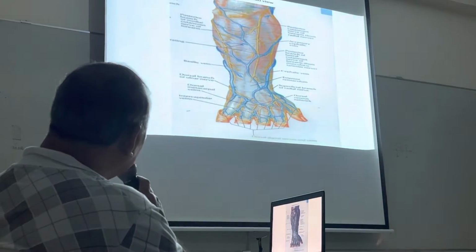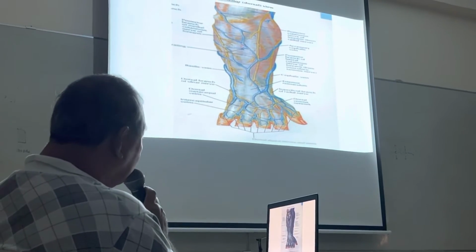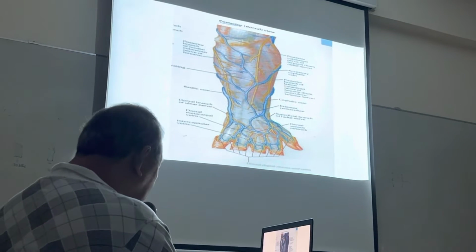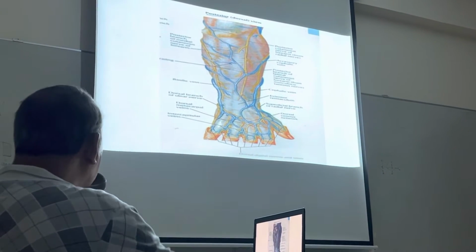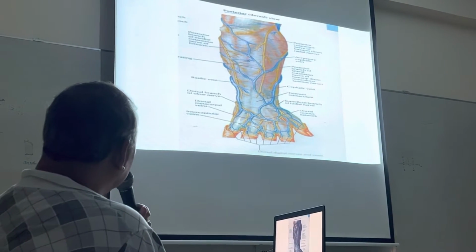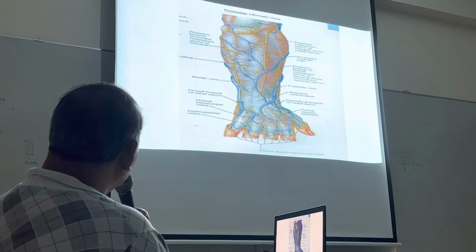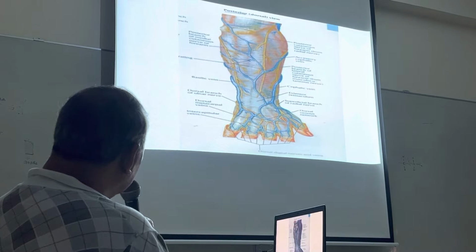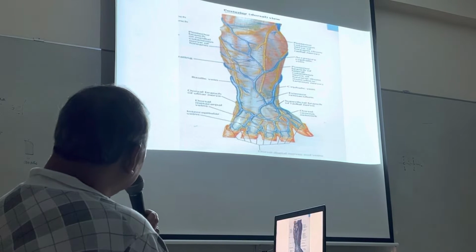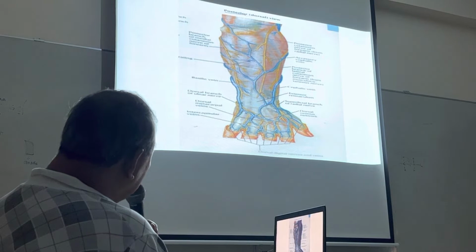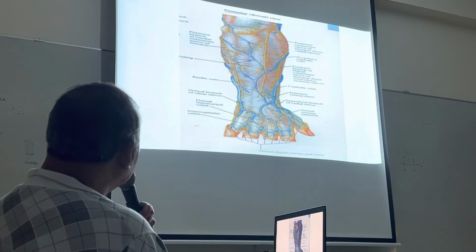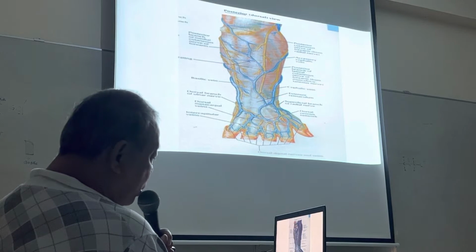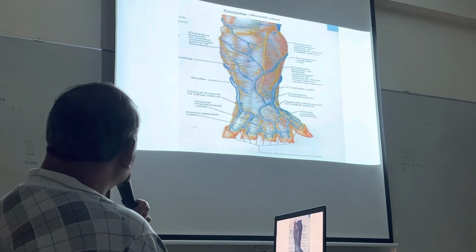First, we will take up the superficial structures found in the posterior part of the forearm. And we have here the cutaneous nerves. So when you say cutaneous nerves, it means that it will supply what structure? When you say cutaneous nerve, it will supply the skin.